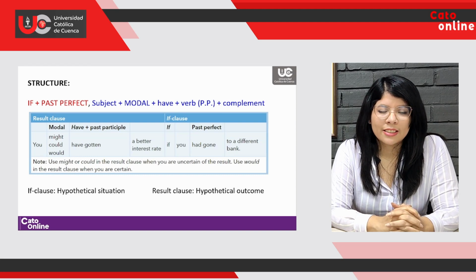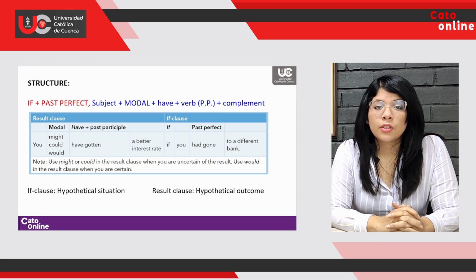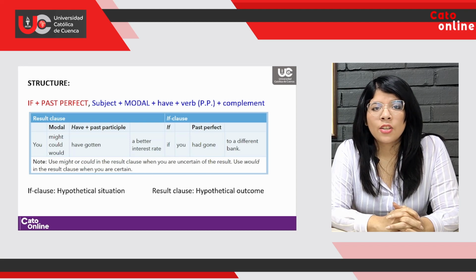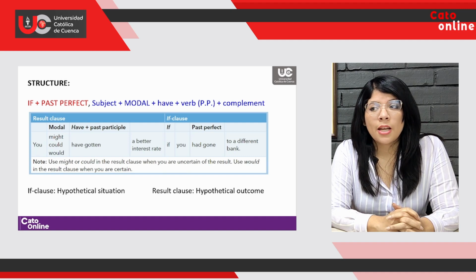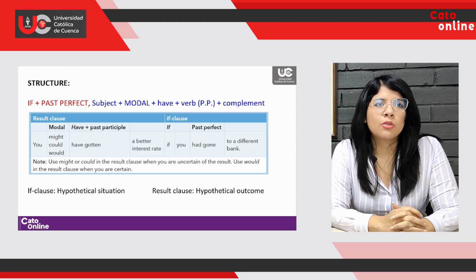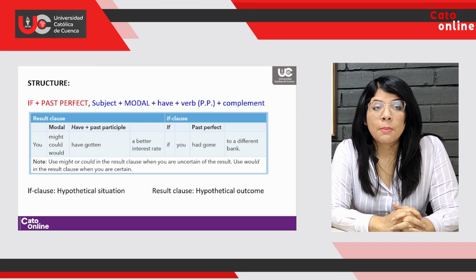Let's take a look at the chart. First of all, we have the result clause, you. In this case, that would be the subject. Remember that a subject can be a pronoun: I, you, we, he, she, it, they, or it can be a name: Rosa, Armando, Peter, Jackson, etc. Okay, in this case, you would be the subject. And we're going to be able to choose one of these modals. It can be might, could, or would.